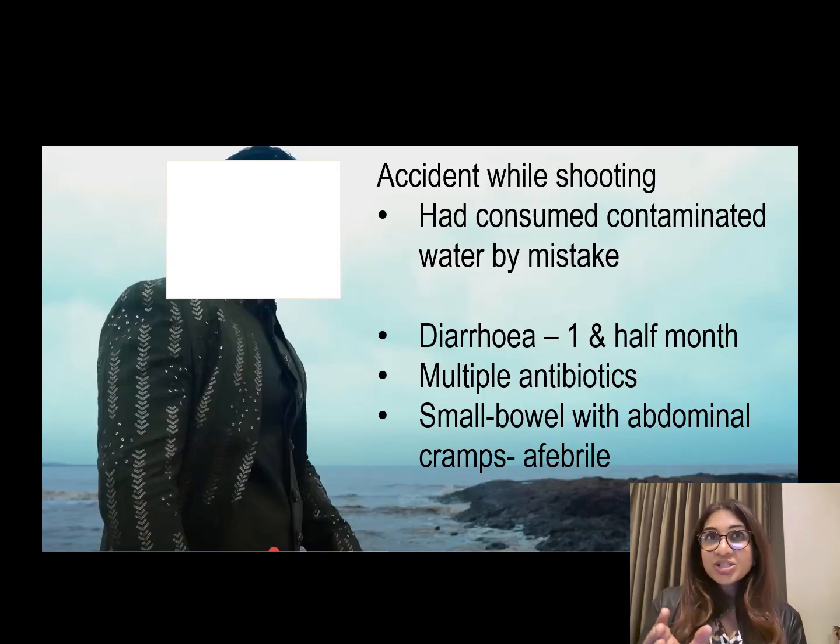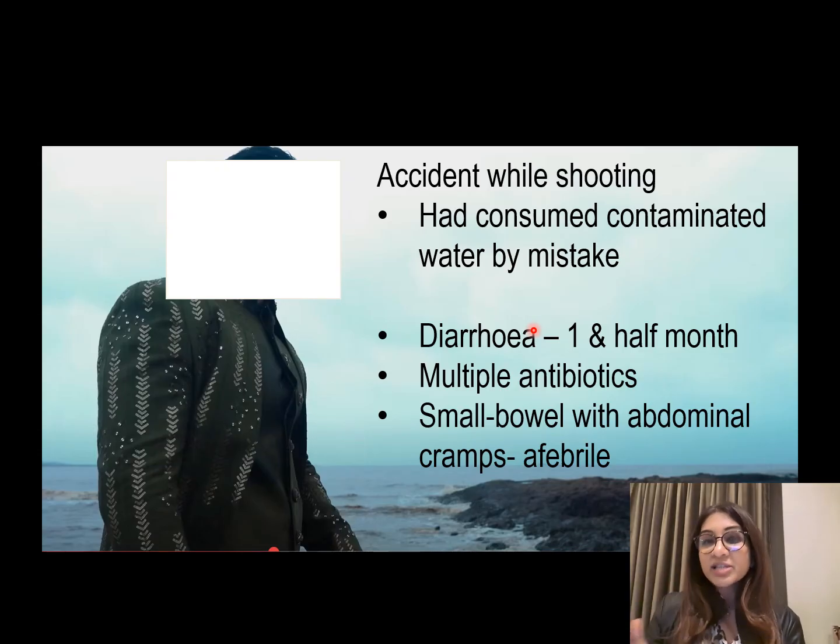Another patient had diarrhea for almost 1.5 months. This patient, a musician, had an accident while shooting and had a near drowning experience. During this, he accidentally consumed contaminated water by mistake. Subsequently, he started having abdominal cramps along with diarrhea for almost 1.5 months.